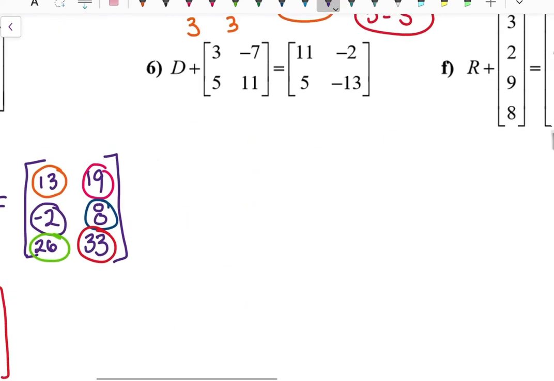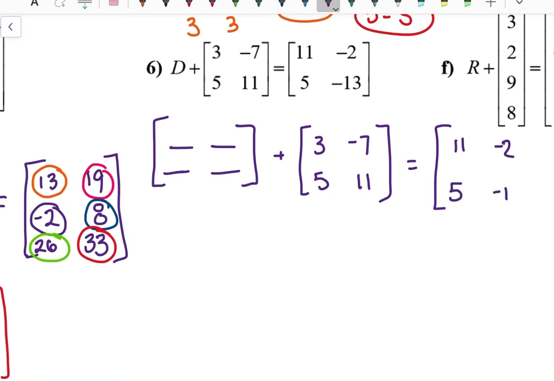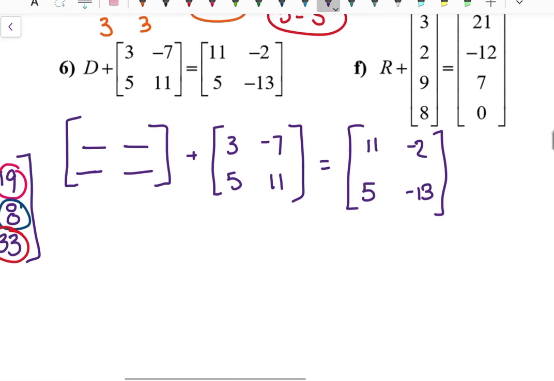Okay, again, same thing where I'm just going to rewrite this D, but instead I'm going to put in the missing dimensions of my matrix that I need. And then I'm going to put plus, and I got 3, negative 7, 5, 11, and it needs to equal 11 minus 2, 5 minus 13. Okay. So let's start with my first space. I've got this space right here, and I need to add 3 to it and make it equal 11. So what number plus 3 equals 11? That'll be 8. 8 plus 3 equals 11.